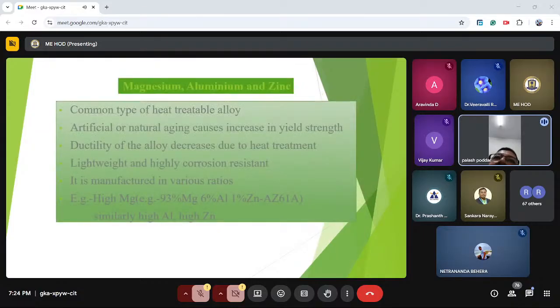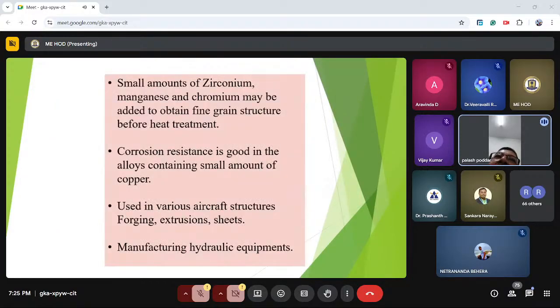Lightweight and highly corrosion resistant, it is manufactured in various ratios. Suppose 93% magnesium, 6% aluminum, 1% zinc. It is called AZ61A. Similarly, aluminum-zinc alloys can be categorized like that. Small amounts of zirconium, manganese, chromium may be added to obtain fine grain structure before heat treatment. Corrosion resistance is good in the alloy containing a small amount of copper. That means copper gives corrosion resistance. Used in various aircraft structures, forgings, extrusions, making sheets and all, manufacturing hydraulic equipment.